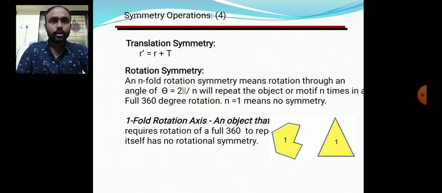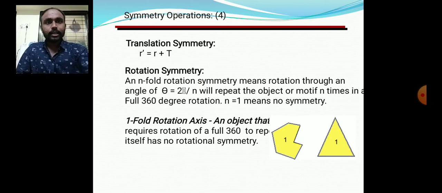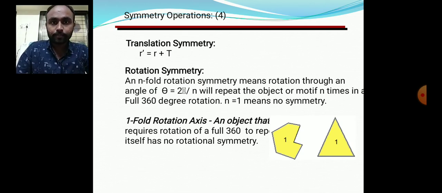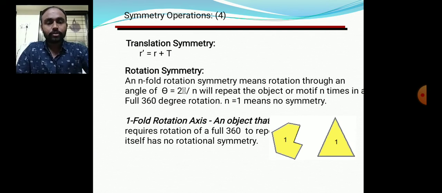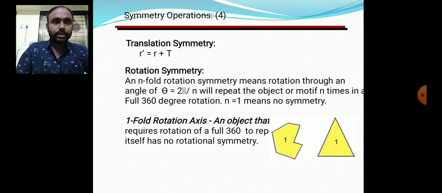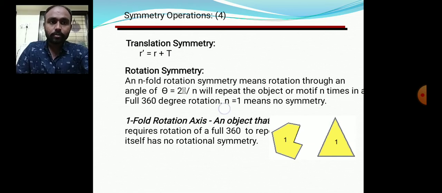In this formula, what is theta and what is n? That n is called n-fold symmetry, or n-fold rotation symmetry. Let us read this statement once again, then I will explain. An n-fold rotation symmetry means rotation through an angle theta equal to 2 pi by n will repeat the object, motif, crystal or lattice n times in a full 360-degree rotation. And n equal to 1 means no symmetry.